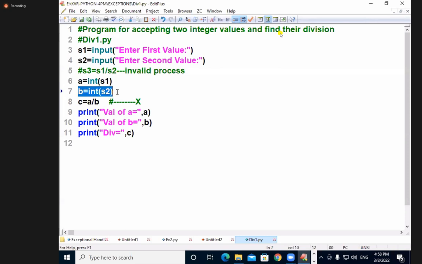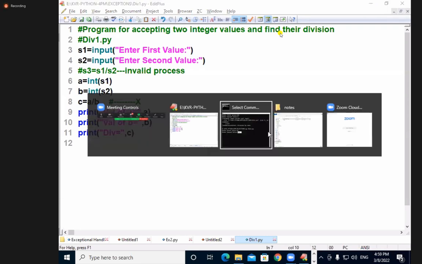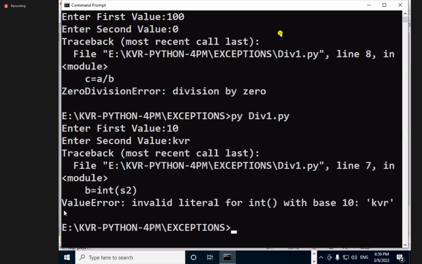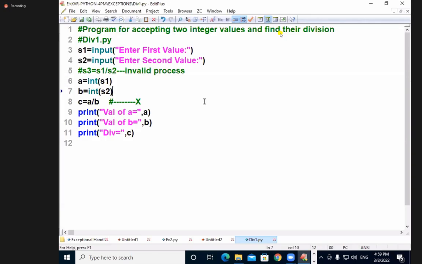No problem. Line number 7 not converting. A pure string called KVR cannot be converted into which type? So here also an exception is coming or not? What is that exception? ValueError. Is it a proper input or improper input? So I am getting what error here? Which is the line? Line number 7. See that, B is equal to int of S2. This is one more exception generated statement. Problematic statements we can call. Are you following, guys?